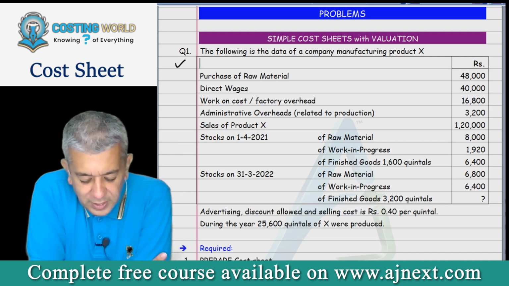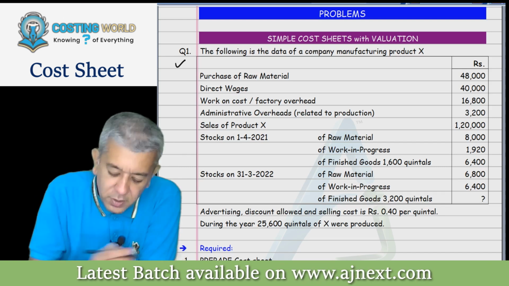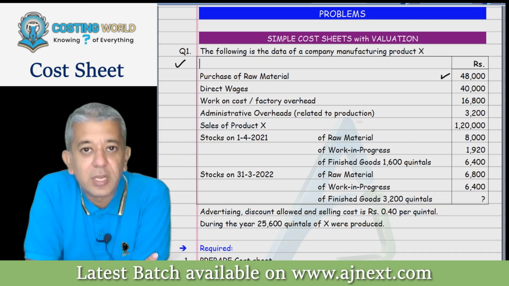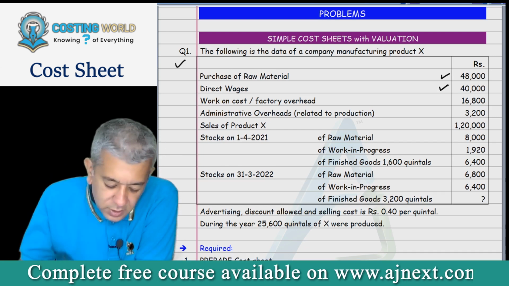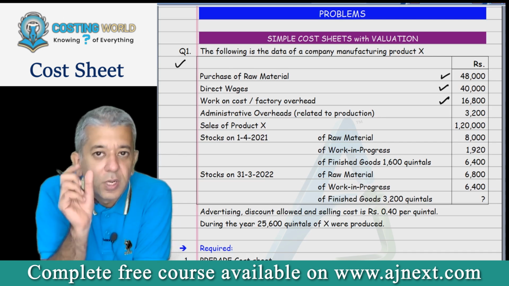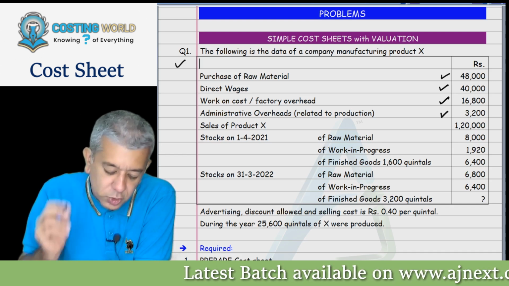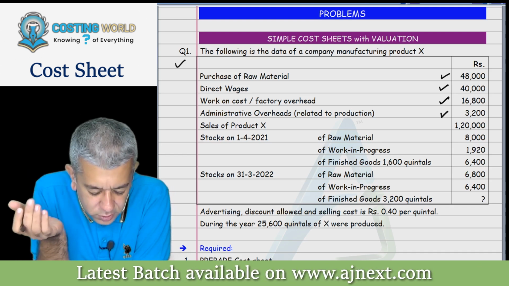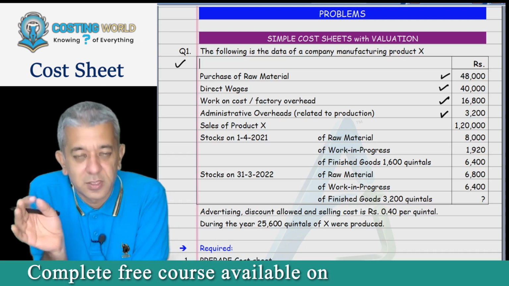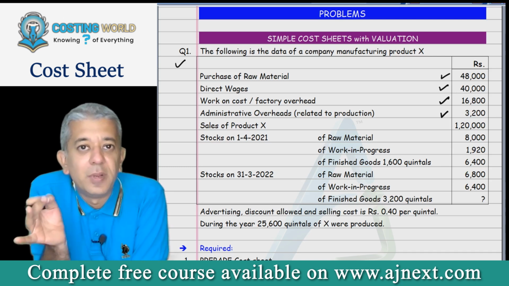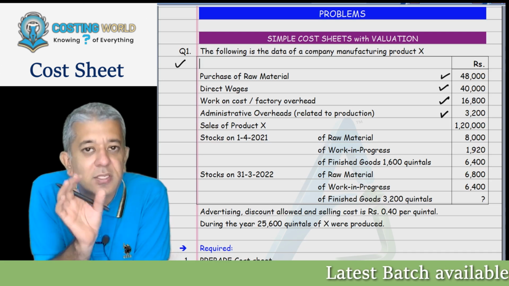The following is the data of a company manufacturing product X. Purchases of raw material 48,000 rupees. Direct wages 40,000. Works on cost, that's an alternate name for factory overheads. Do remember that particular thing. Further, administration overheads related to production. Now, administration, if nothing is told, you should write down an assumption that administration overheads are general in nature. In this question, it is told it is related to production.